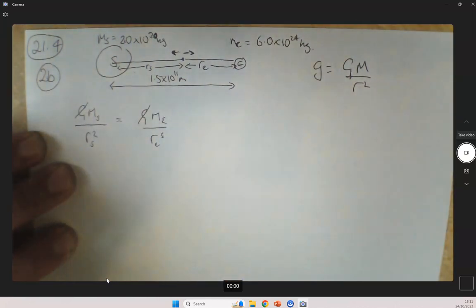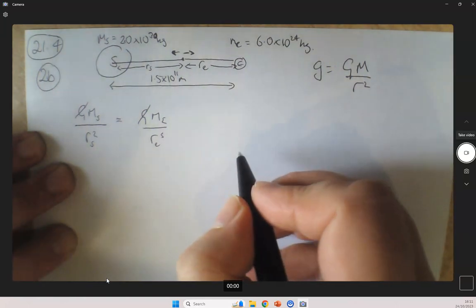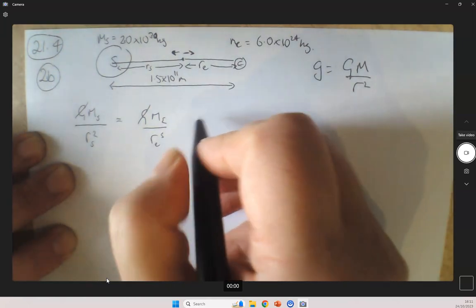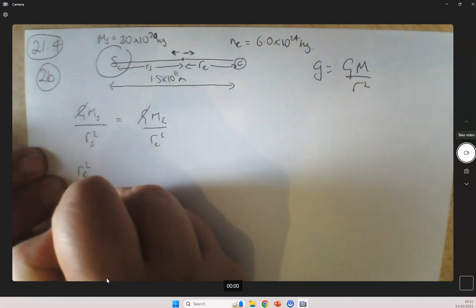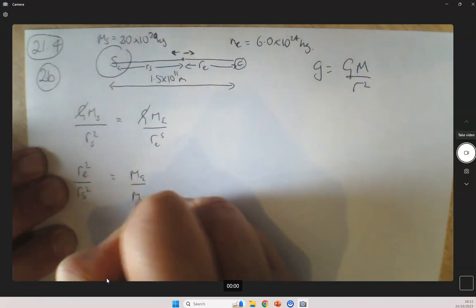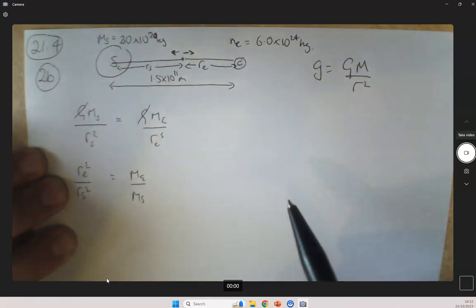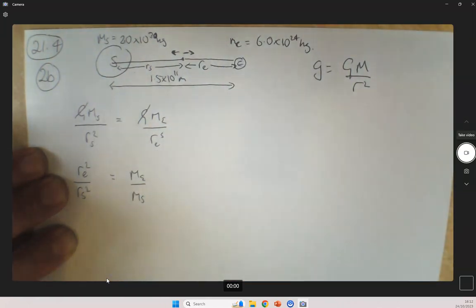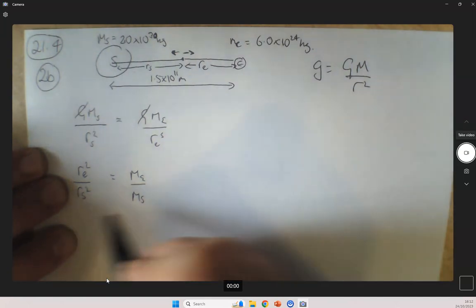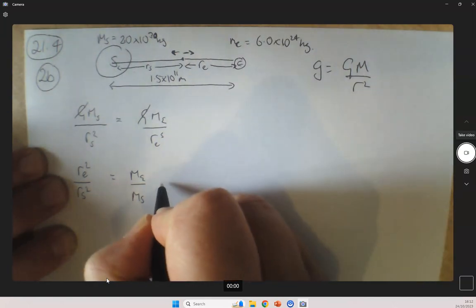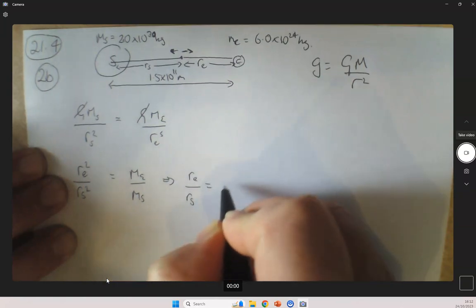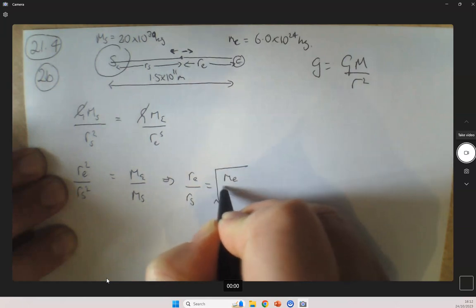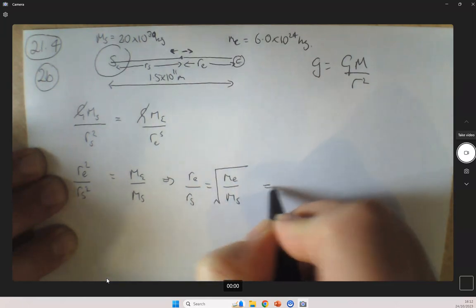First thing you'll notice is the gravitational constant cancels. The second thing I'm actually going to do is rearrange it ever so slightly. So what I'm going to rearrange it to give me is RE squared upon RS squared is going to be equal to ME upon MS. So I've just flipped these terms around, bringing the RE up there and doing the MS down there. And that means I can actually also square root them. So that's going to tell me that RE upon RS is going to be equal to the square root of ME upon MS. And we've got the numbers for that.